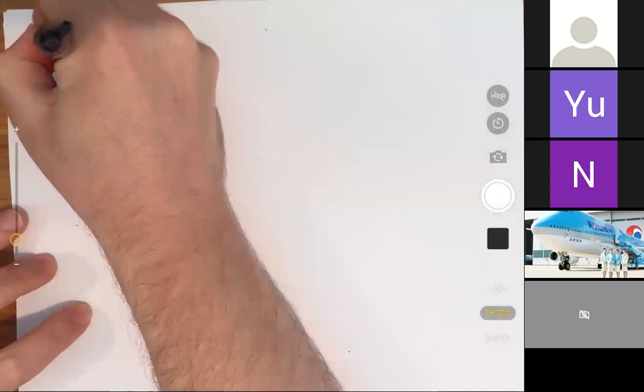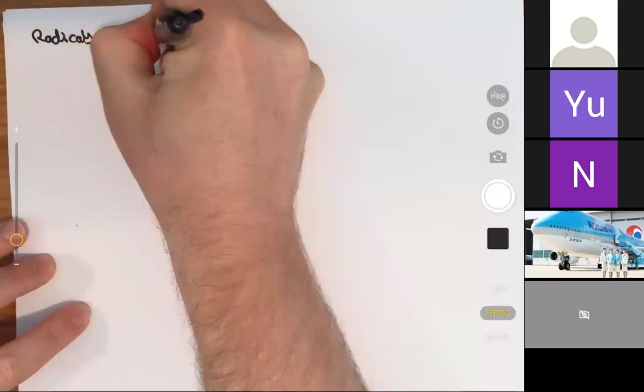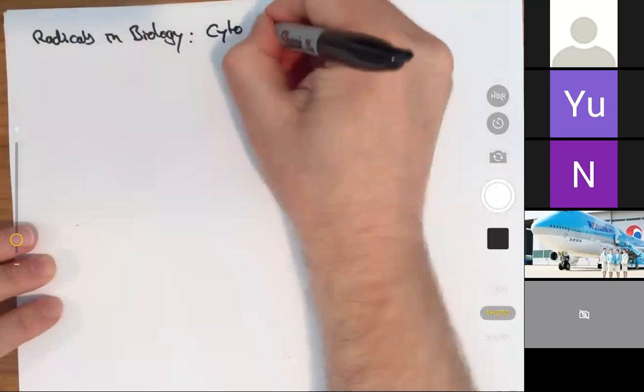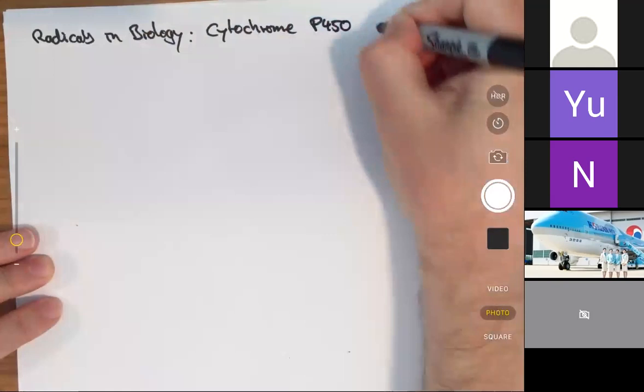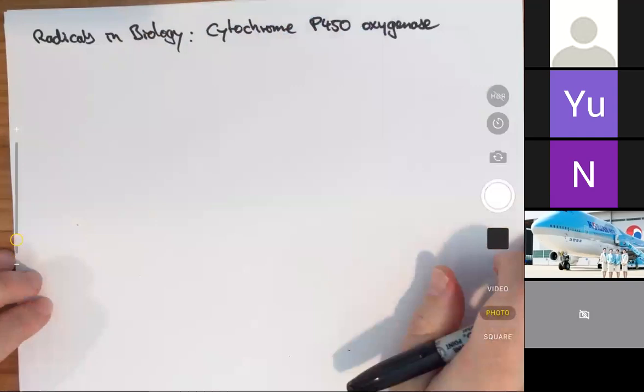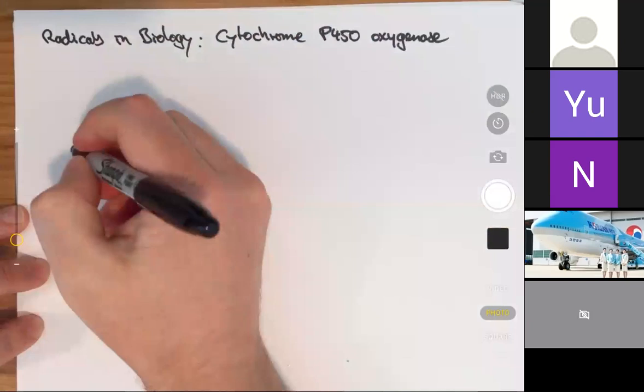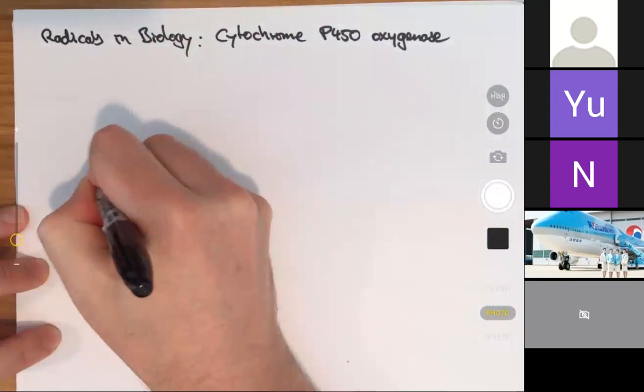So radicals in biology, and we can say here cytochrome P450 oxygenase. So the underlying mechanism that we just described is exactly the same thing that happens here. This cytochrome P450 is an iron porphyrin complex. So you have iron, and then I'm just going to abbreviate the porphyrin around it.